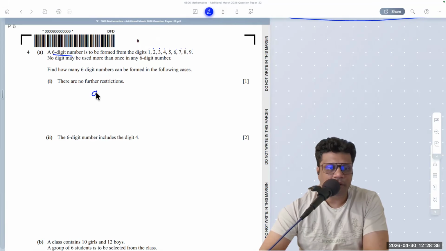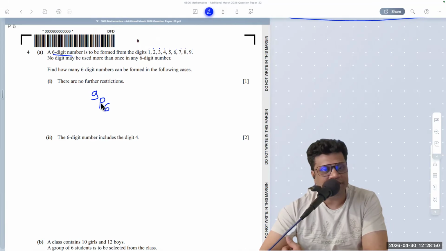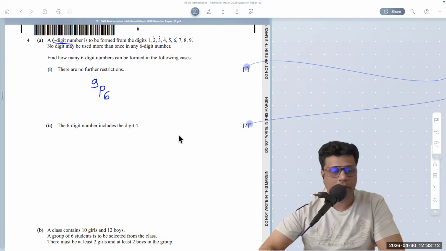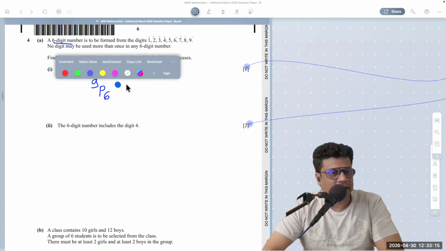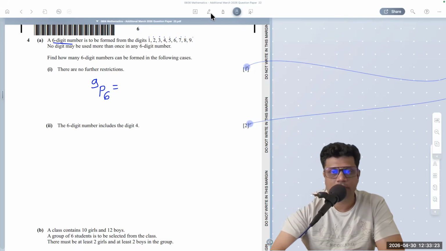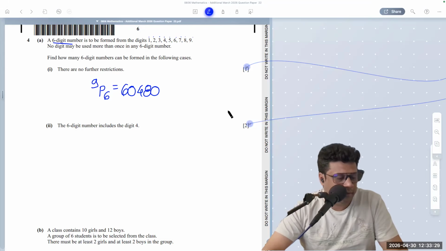Well, out of those 9, I'll take 6 and count the number of permutations possible. 9P6. That is my answer to this one. Number of permutations of 6 digits taken out of those 9. And this actually comes out to be, oh sorry, 60480. That is what it will come out to be.